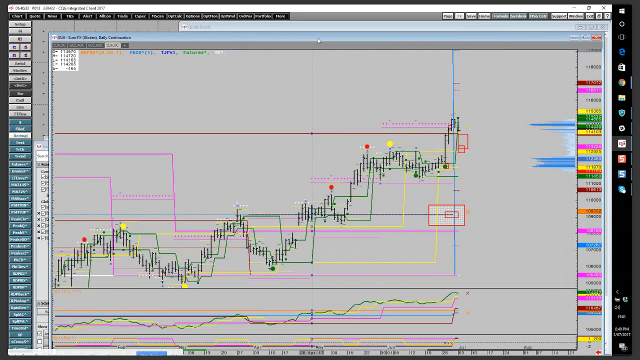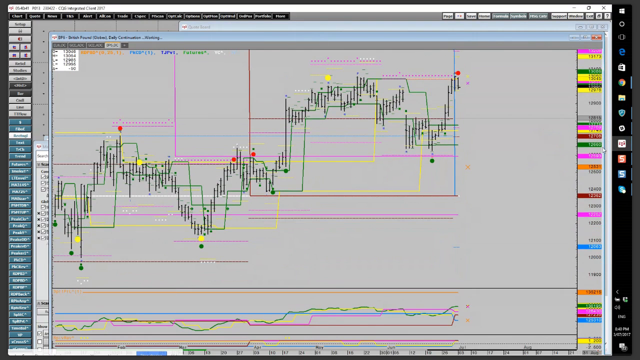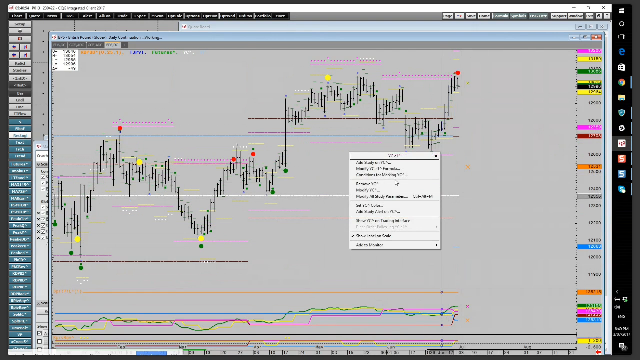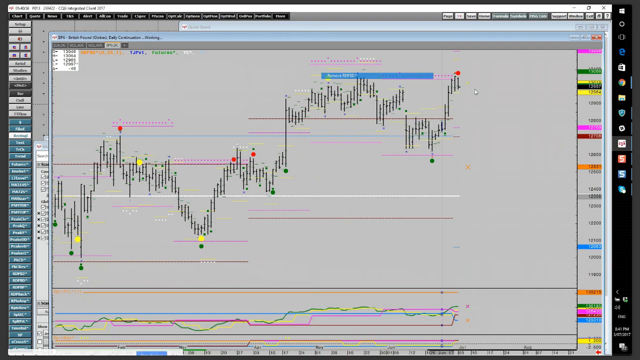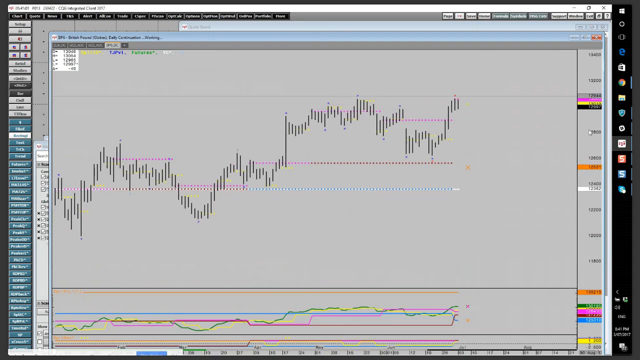Let's just have a look at pound. Pound's a little bit similar as well. Had a big rally up and took out the monthly closing resistance level at circa 1.295 on the spot. Let's just go back step by step here. Take that off. So if I add in the closes first, let's see how the pound closed.